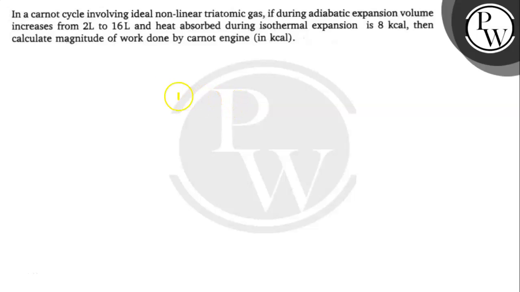One, let's start the question. So the question says that in a Carnot cycle involving ideal non-linear triatomic gas, if during adiabatic expansion the volume increases from 2 liter to 16 liter and heat absorbed during isothermal expansion is 8 kilocalorie, then calculate the magnitude of work done by the Carnot engine.